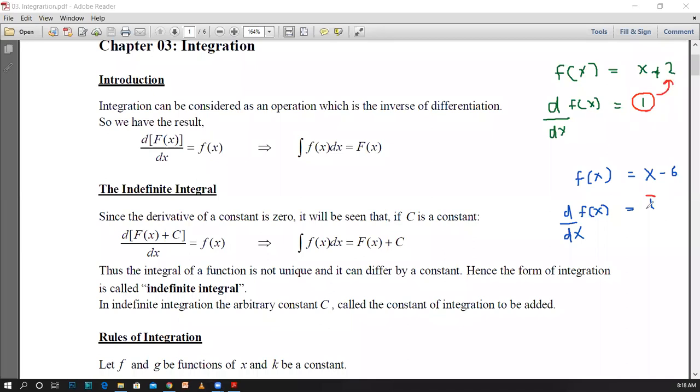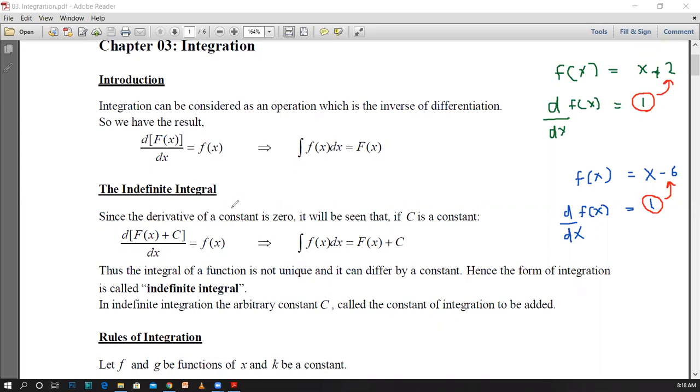Or else, if you integrate this 1 with respect to x, you should be able to identify f(x) as x minus 6. But how do you define whether integrating 1 with respect to x gives x plus 2 or x minus 6? Therefore, in general, we cannot conclude what the exact function is in this integral. That is why we call it the indefinite integral.